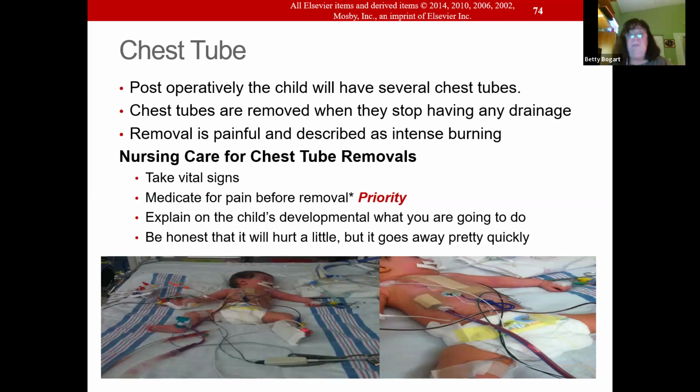Make sure if we have children, whatever it is, you're going to do a painful procedure. Number one, let them know what's going to go on. Be honest. Tell them it's going to hurt a little, but I'm going to do everything I can to help you. And you're going to take their vital signs, medicate them for pain. And when they're done with the procedure, you're going to take vital signs again.